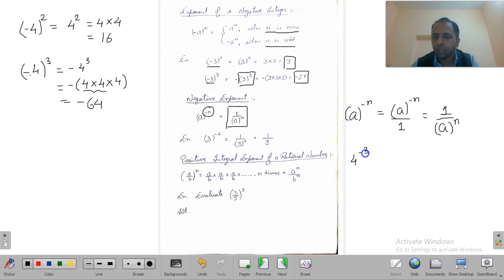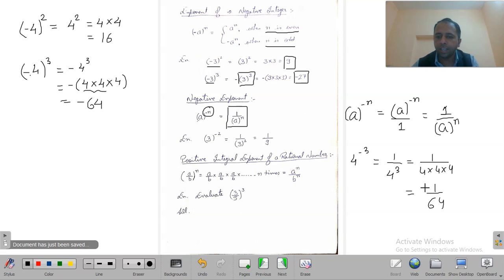4 to the power minus 3. So it can be written as 1 upon 4 to the power 3. Now 4 to the power 3 means 4 multiplied by 4 multiplied by 4. We multiply 4 how many times? 3 times. So it will be 1 upon 64. So 4 to the power minus 3 is how much? 1 upon 64. Okay, let's take another example.